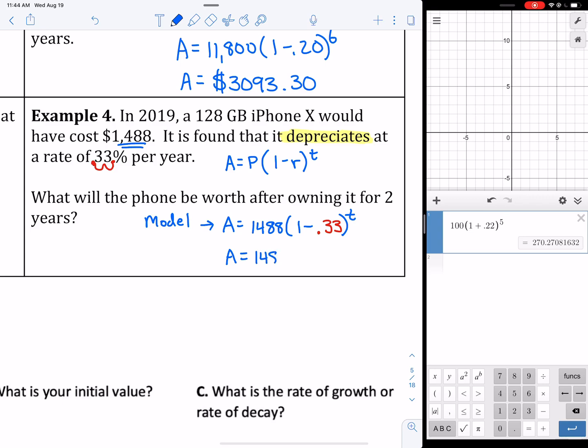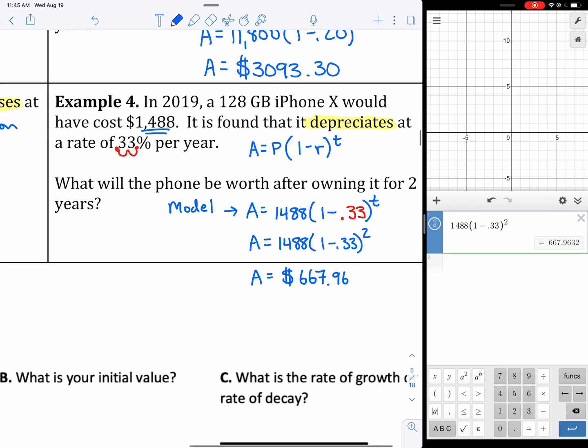So then let's calculate the answer to this question, which would be after 2 years. All right, so we type it in. We got 1,488 times 1 minus 0.33 squared. All right, and so we get that this iPhone would depreciate to a low value of $667.96. So it depreciated quite a bit from that original amount.